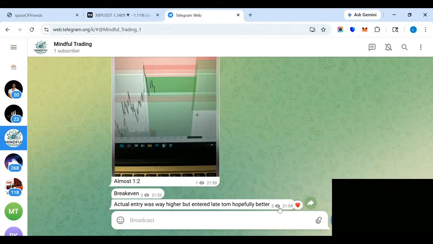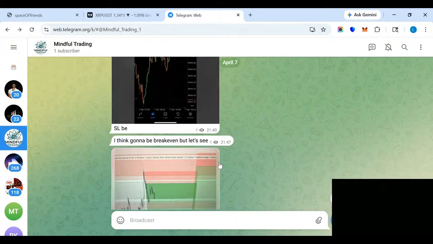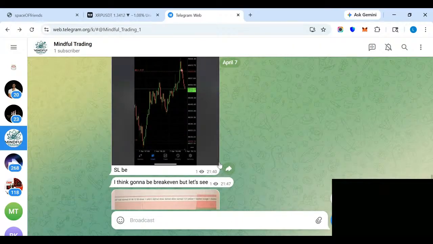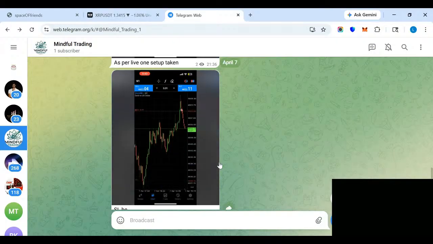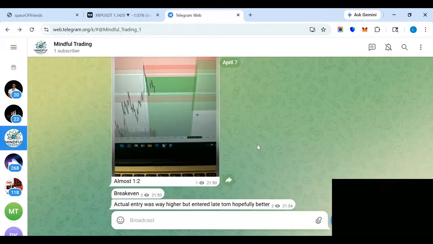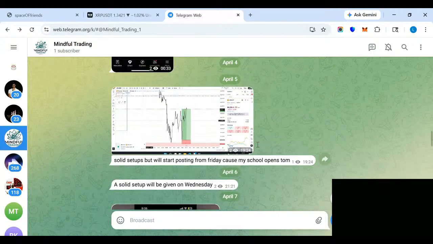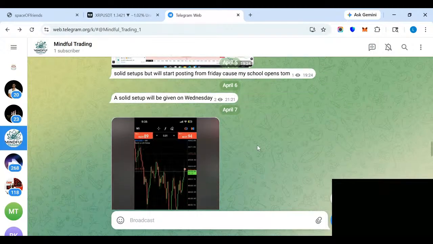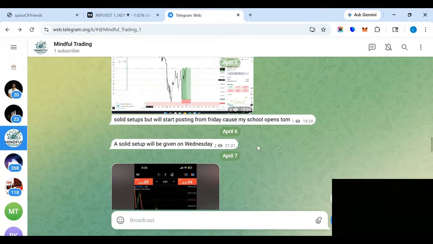Okay, you can see I told you to do break even SL, and I think it's going to be break even. But let's see. April 7th, I took a trade. Yes, it was break even. Yeah, it went break even.